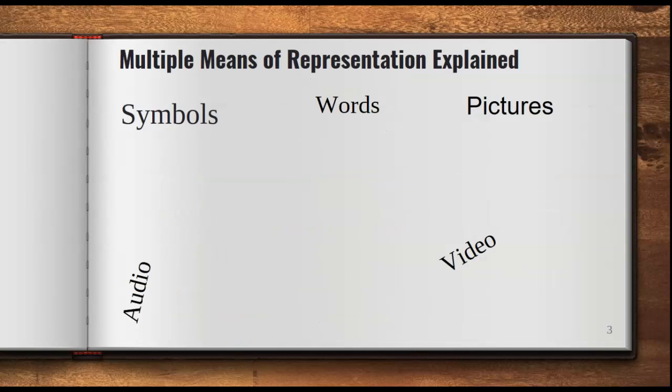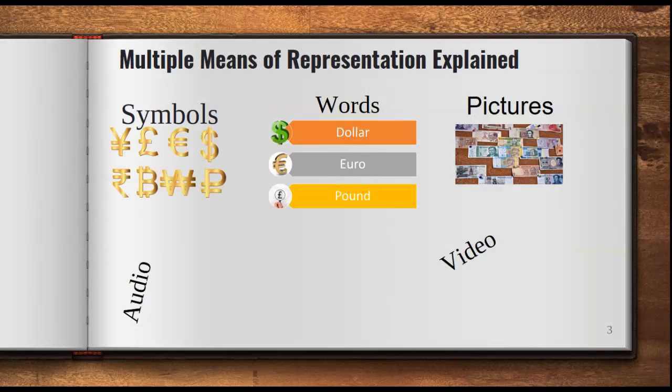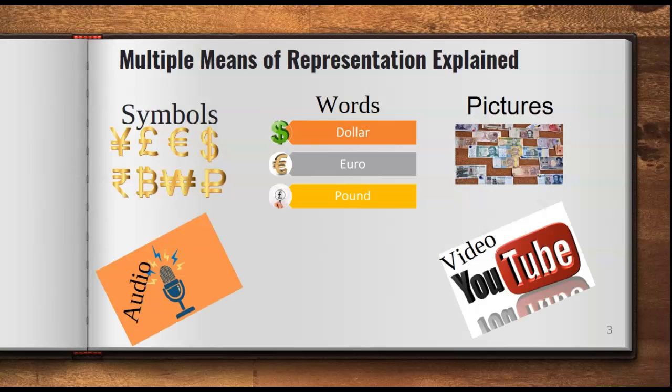So what is multiple means of representation and what is the importance of it? Well, students vary in the way they perceive presented information. Multiple means of representation is a universal design for learning principle that enables instructors to present materials in various ways so learners can have equitable access to information. So these materials may be presented as symbols, words, pictures, audio, or video.